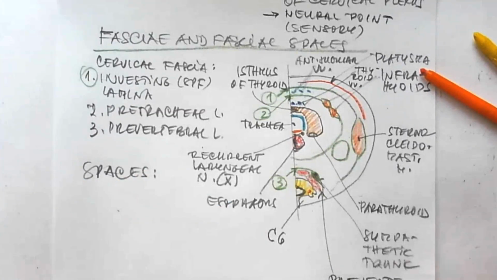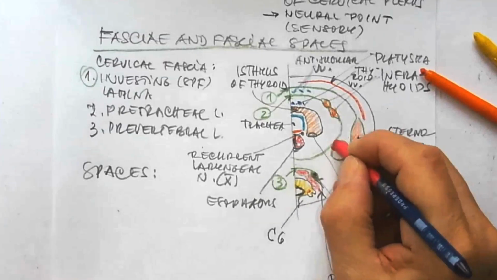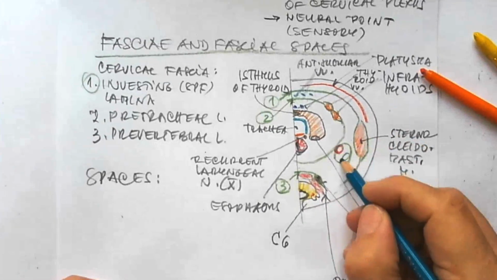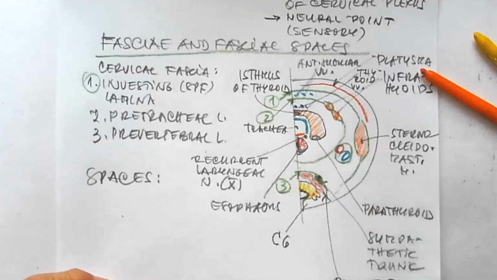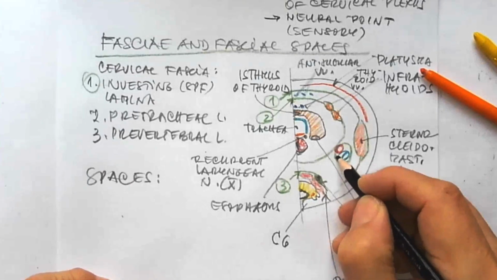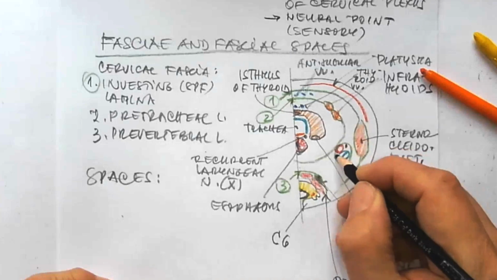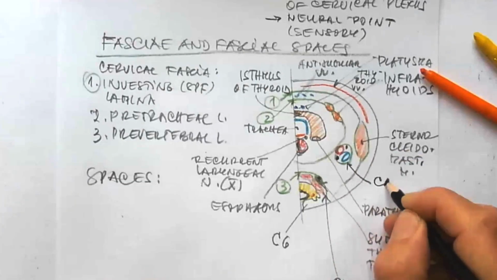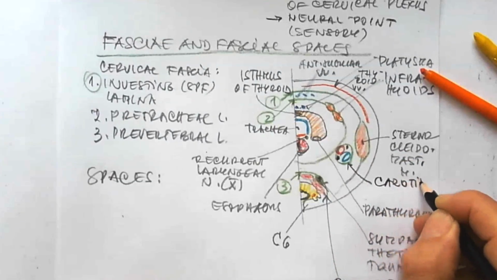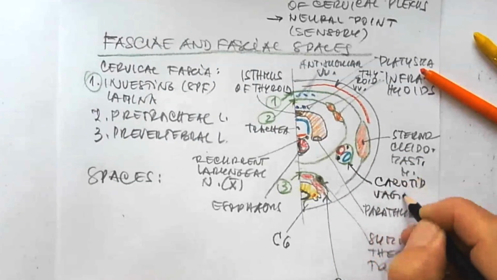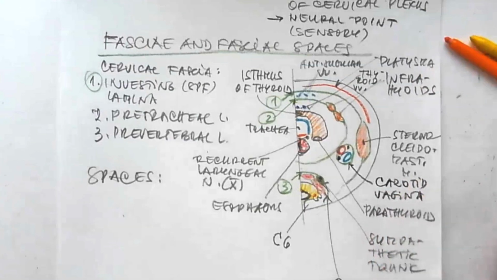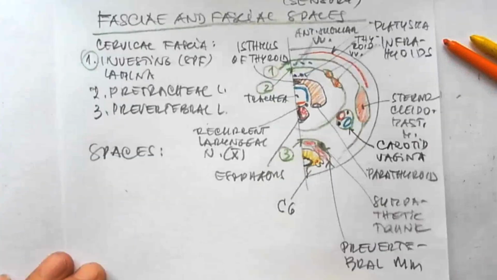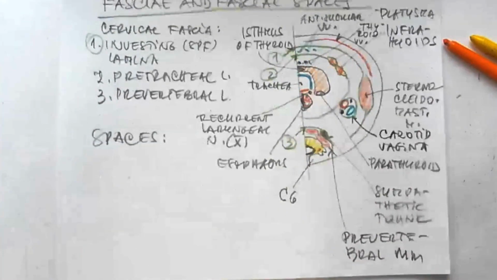We have to add also the artery, vein, vagus dorsally, posteriorly, and ansa. This whole complex is called carotid vagina. You also remember carotid vagina from the previous diagrams, but this is just a last review.